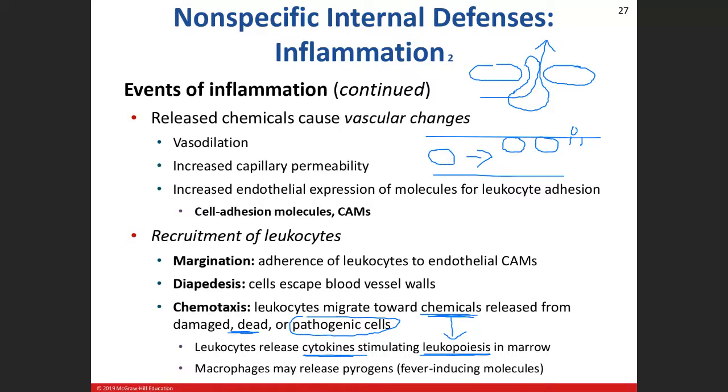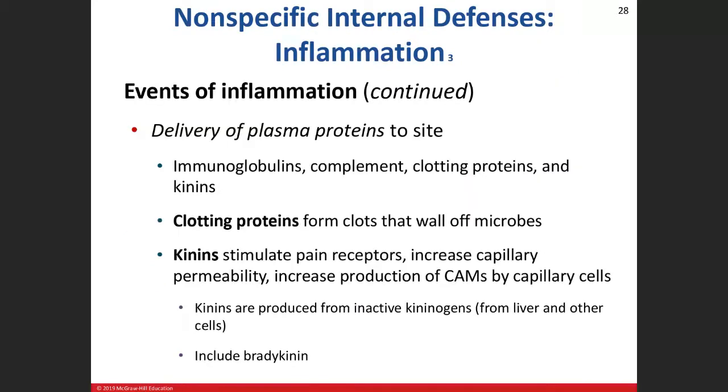And then, of course, we got our wonderful, lovely, awesome macrophages. They're going to be releasing some of their own cytokines, but one classification of a chemical that they're going to release is called a pyrogen. And that pyrogen is going to cause fever. And we'll talk about fever here shortly, okay? Because fever's good. I told you that before, right? All right, good so far?